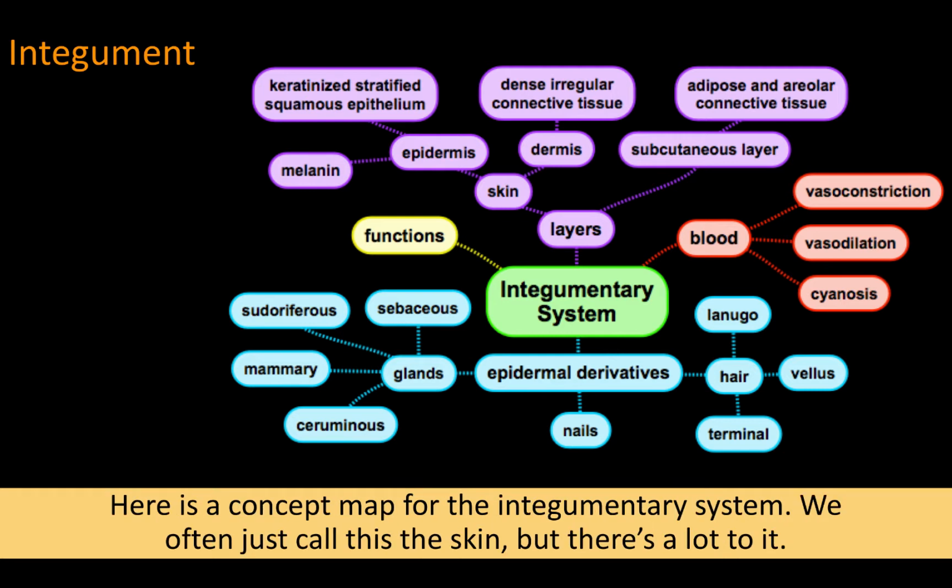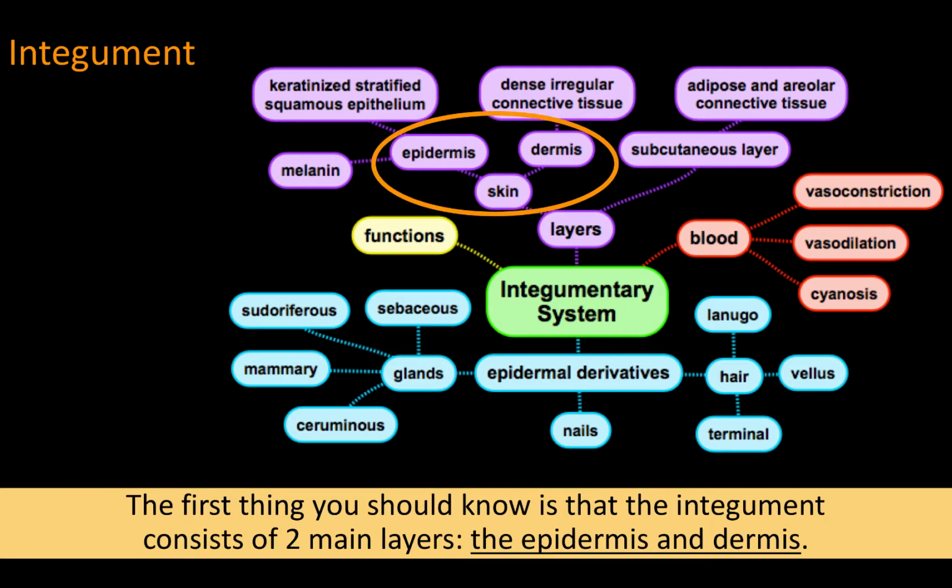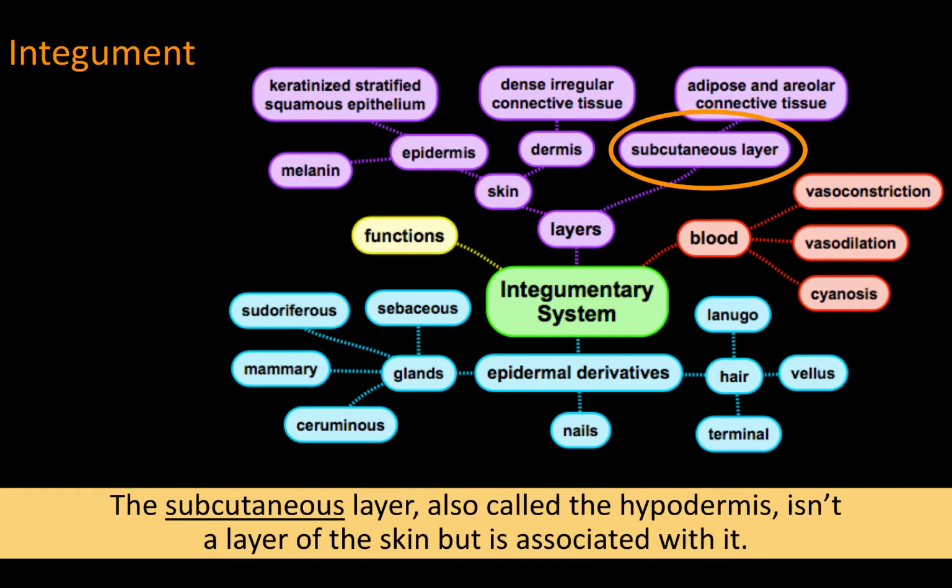Here's a concept map for the integumentary system. We often just call this the skin, but there's a lot to it. The first thing you should know is that the integument consists of two main layers, the epidermis and dermis. The subcutaneous layer, also called the hypodermis, isn't a layer of the skin, but is associated with it.